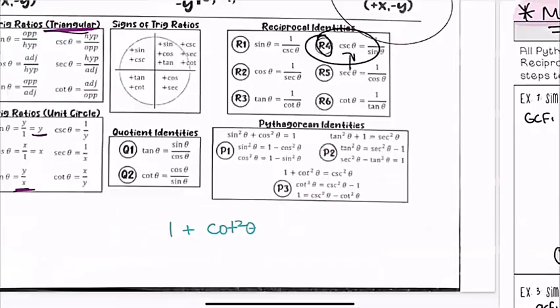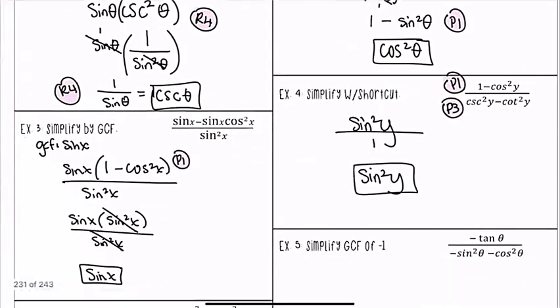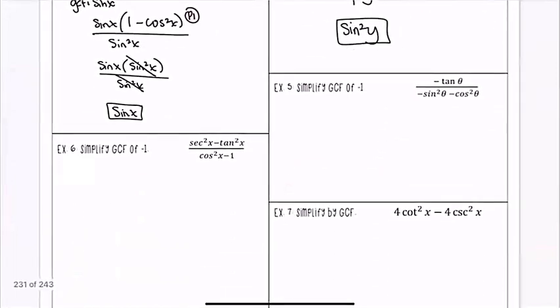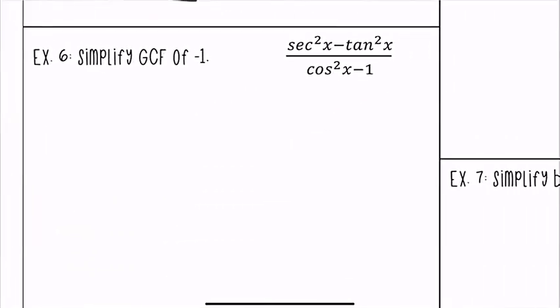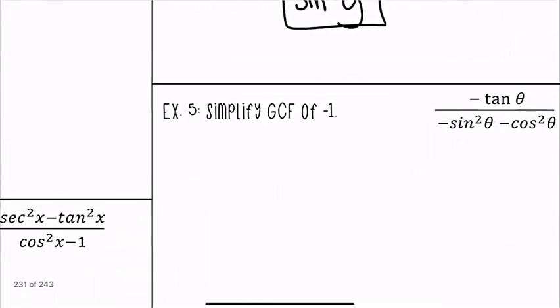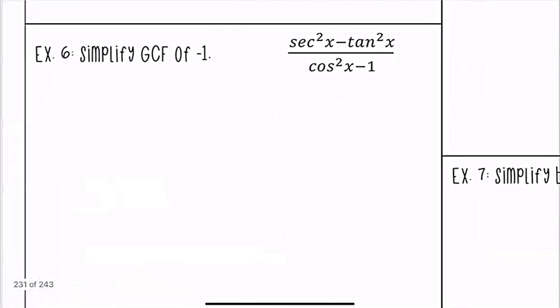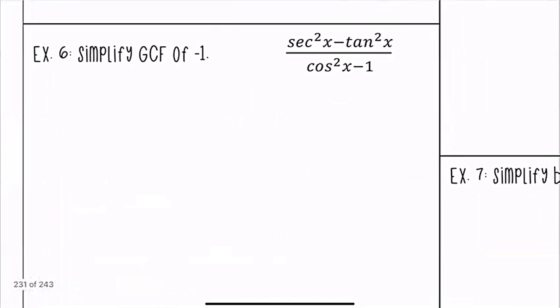So when we have a -1, or when we divide by -1, take it out like a GCF. The reason we're doing that is so we can change the sign, and then it will match the actual identity instead of being slightly off. We'll do number 6 together, then you can try number 5. So look at number 6, it says simplify GCF of -1.